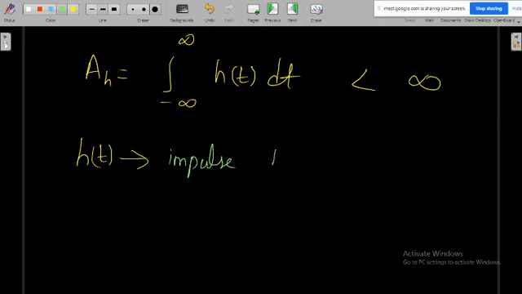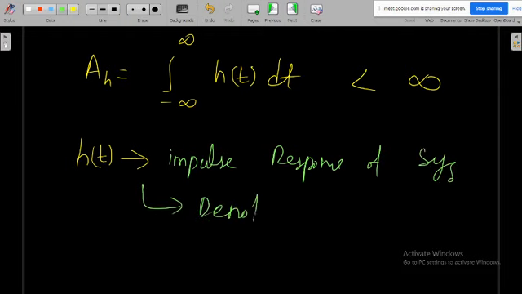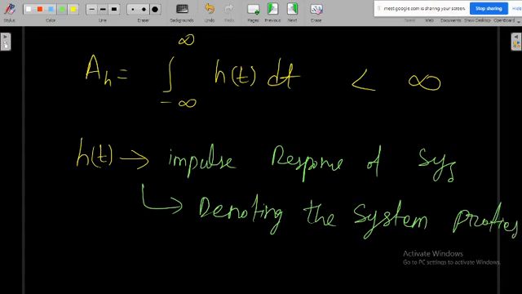Impulse response of system. It is denoting the system properties. Finally, we are analyzing the system properties, whether the system is stable or not.